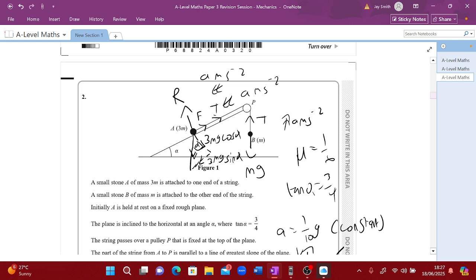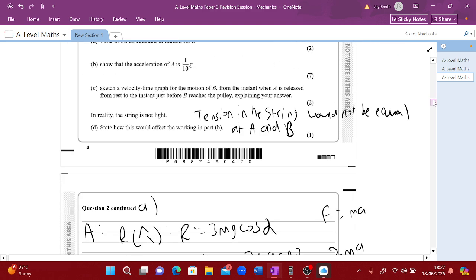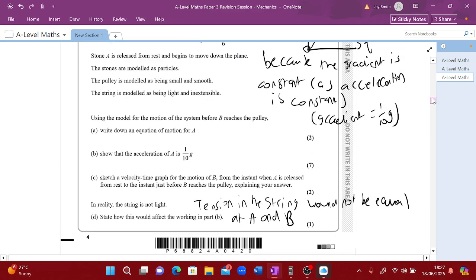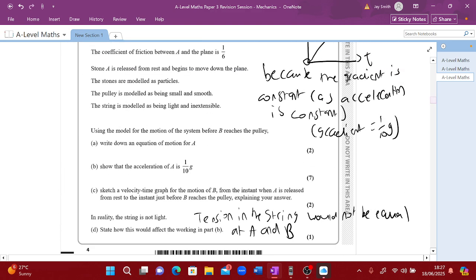But if the string itself in the middle has variable mass in between, then the tension will vary in between. I don't know, that's just something you need to learn. I'm not a physics person, I'm not going to lie. But I'm just going to say about light: the tension in the string will not be equal at A and B.